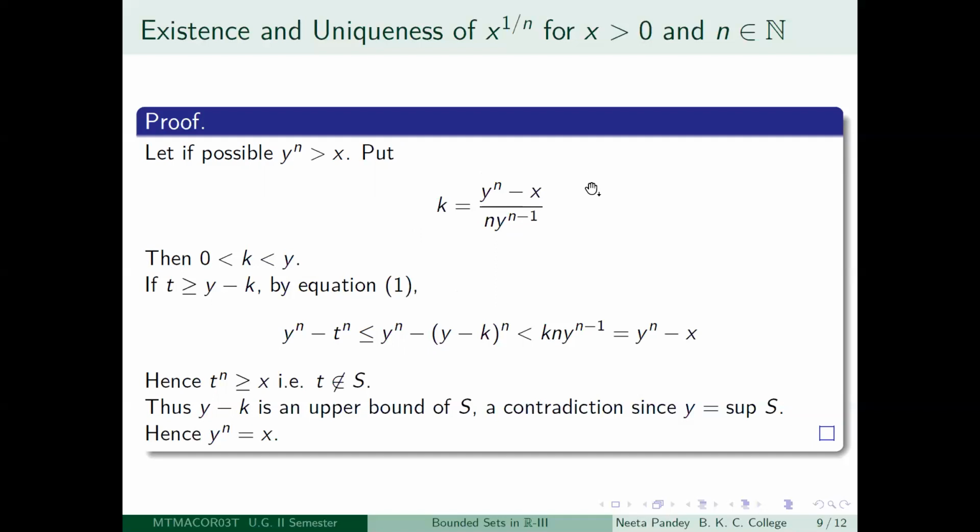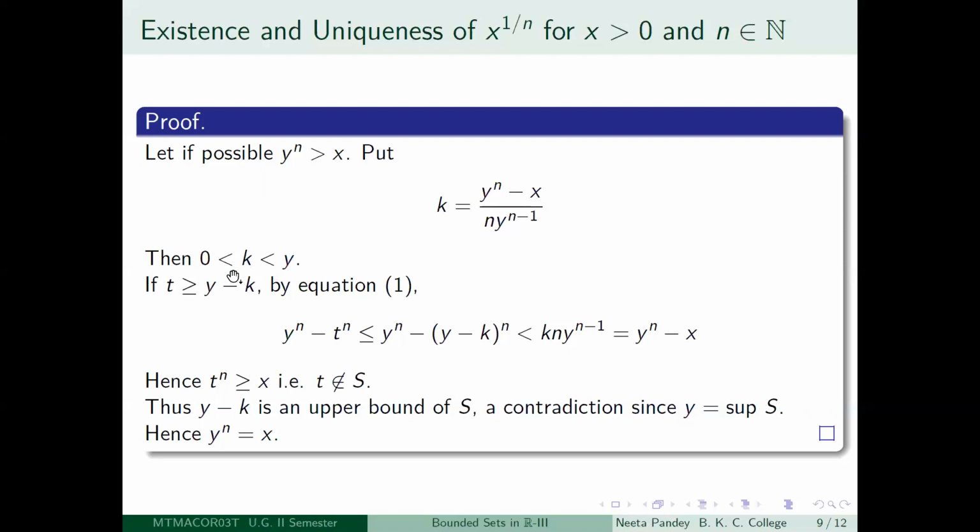Why? So you just see what is happening. I want to say this is less than y. So I want to say that y to the power n minus x is less than n times y to the power n, right? So why is that true? Because y to the power n minus x is at least less than y to the power n. X is positive. So y to the power n minus x is less than y to the power n. So it is less than n times y to the power n. Therefore, k is less than y. Hopefully, I have been able to explain it to you, right?